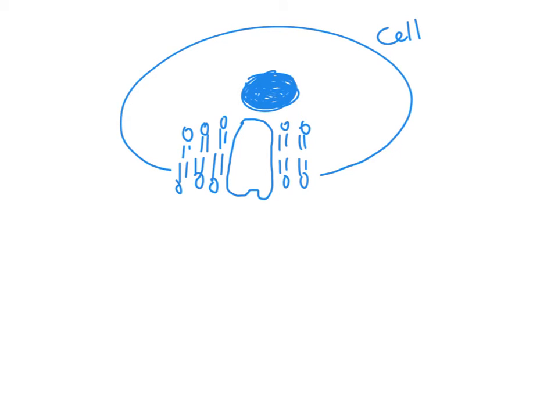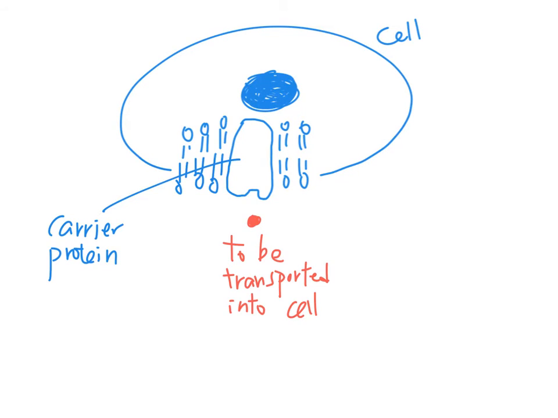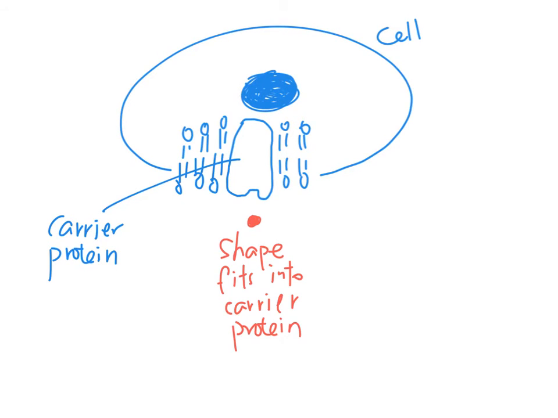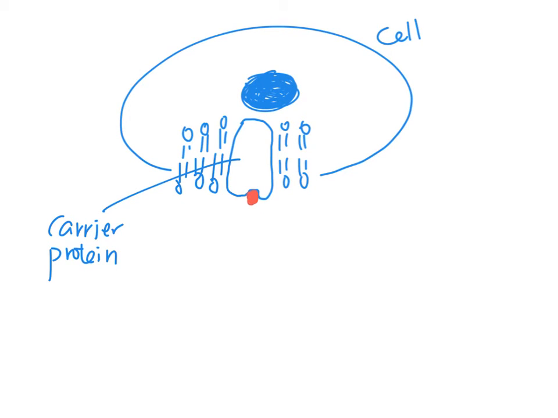This is the cell, and you also have a carrier protein here. Now, this is the thing that you want to absorb into the cell, okay? Now, let's look at this thing. Because this substance has a shape that can fit into the carrier protein, it will fit onto the carrier protein.